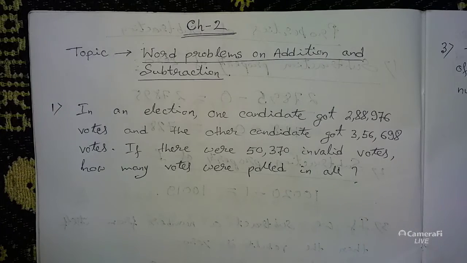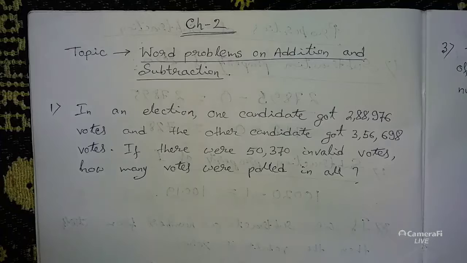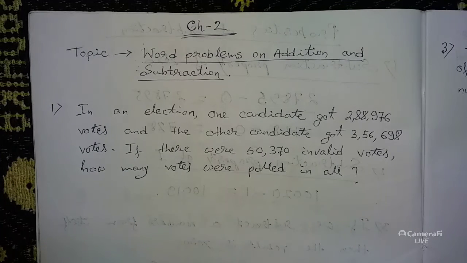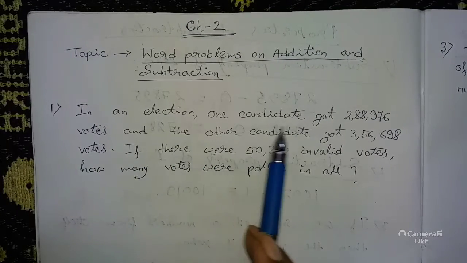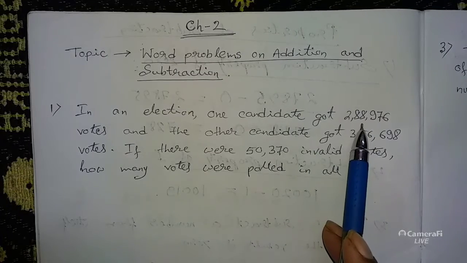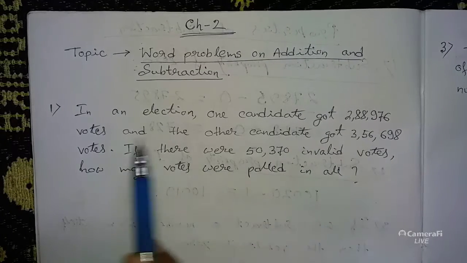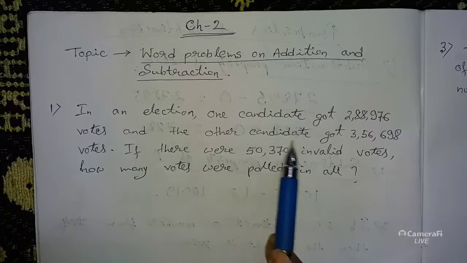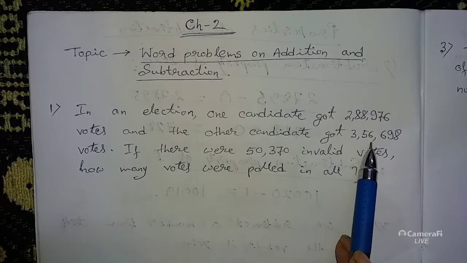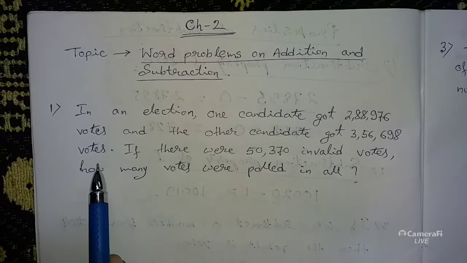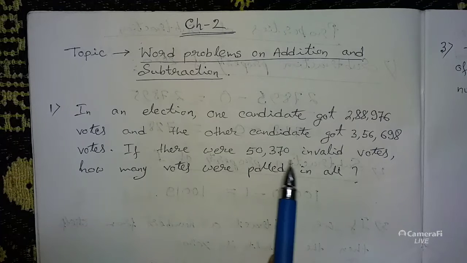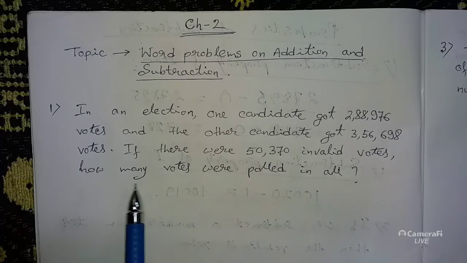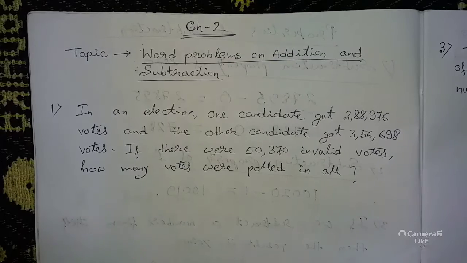Here I have taken some word problems to solve and learn how to apply addition and subtraction. Number 1. In an election, one candidate got 2,88,976 votes and the other candidate got 3,56,698 votes. If there were 50,370 invalid votes, how many votes were polled in all?